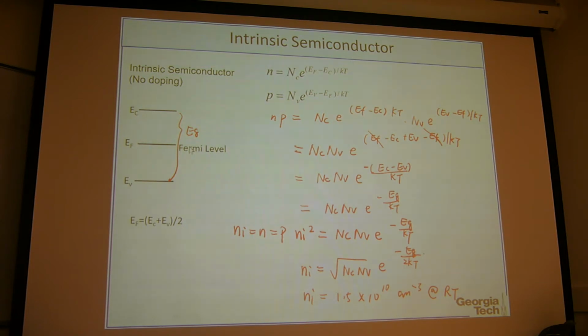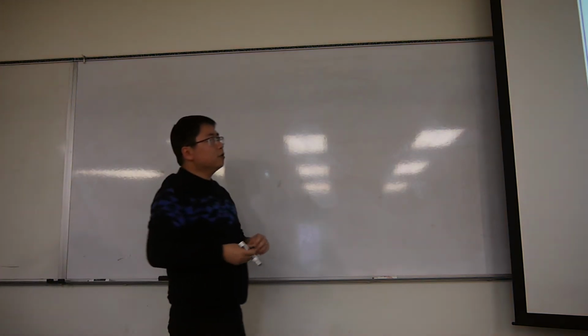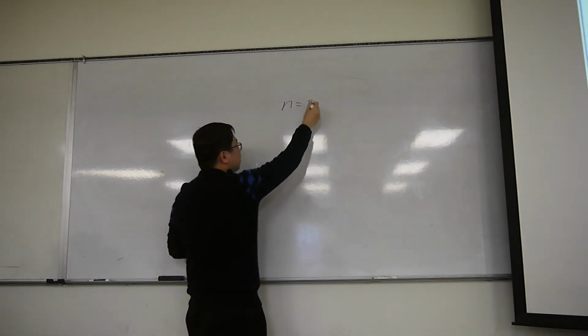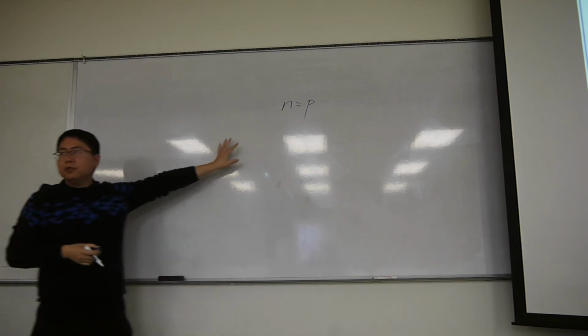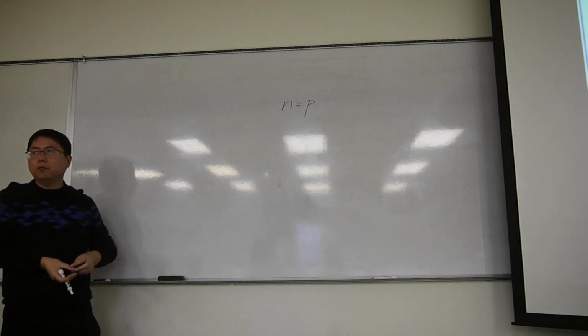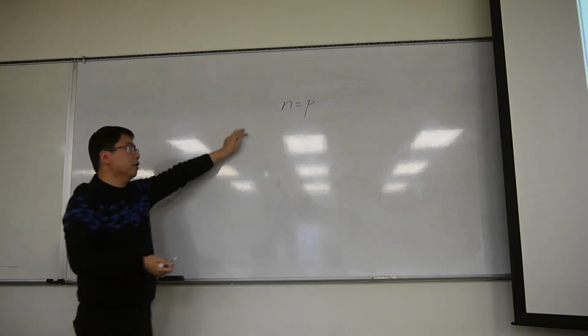So I can do it on the board. Maybe you can turn the camera here. Okay, so intrinsic means N equals P. Because in intrinsic silicon, the way you generate an electron and hole pair is by breaking a bond. So once you get one electron, you get one hole. So N equals P.